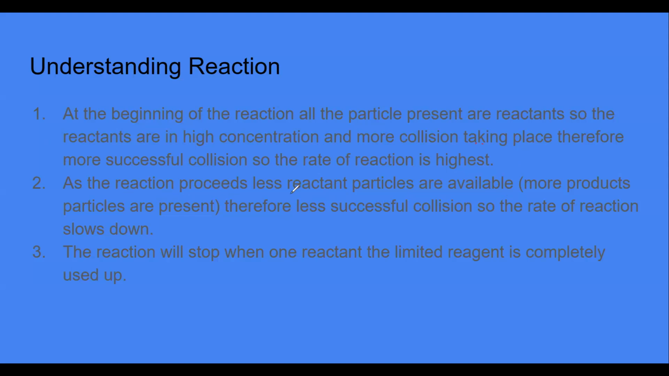As the reaction proceeds, fewer reactant particles are available, so we will have fewer successful collisions. This is because we have fewer reactant particles and more product particles forming. And so the chance of reactants colliding with reactants at the right orientation with sufficient energy is going to decrease. If that probability decreases, we're going to have fewer successful collisions, and the rate of reaction is going to slow down.